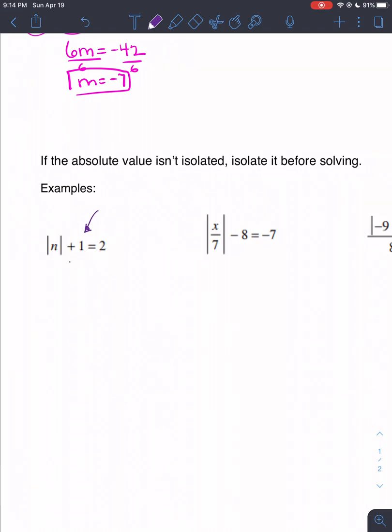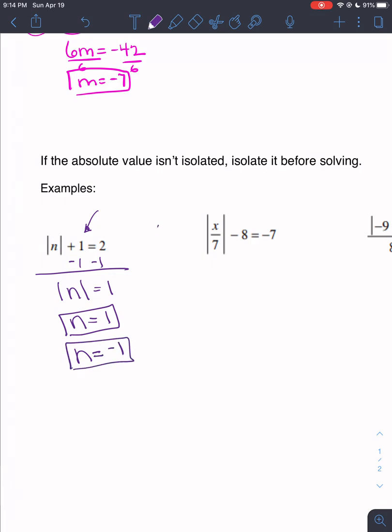So to get rid of this plus 1, we're going to subtract 1 from each side of the equation. So we get the absolute value of n equals 1. And from lesson 1, we learned that we drop the absolute value bars, and we're going to solve it twice. We get n equals positive 1, and we'll do it a second time where n equals negative 1.